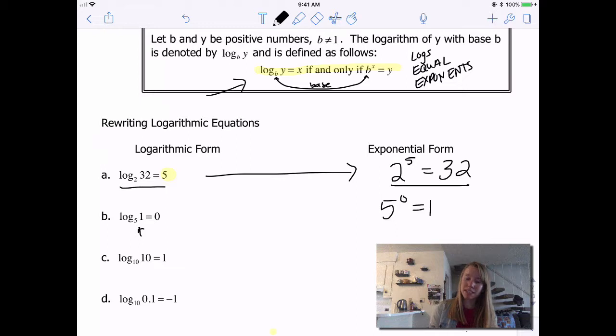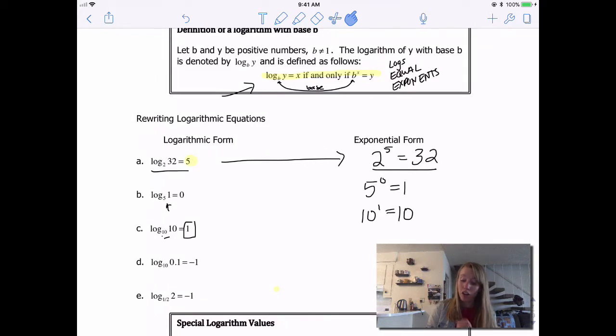The next one, log base 10 of 10 equals 1. My base is 10. Logs equal exponents, so that's 10 to the first, is equal to 10. Does that work? Yeah, 10 to the first is indeed 10.